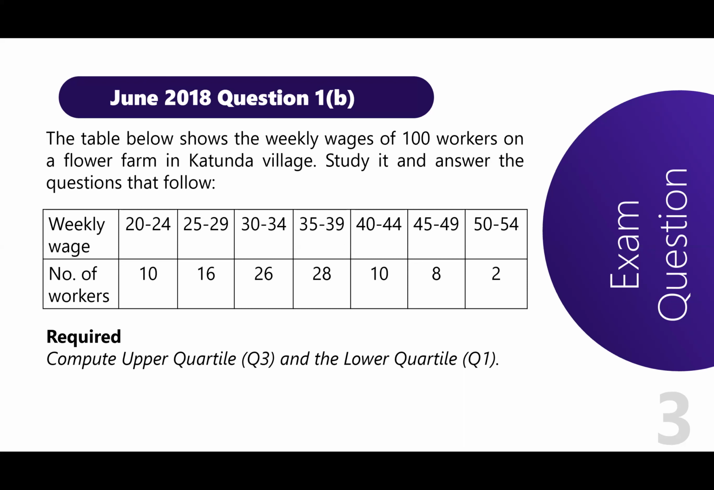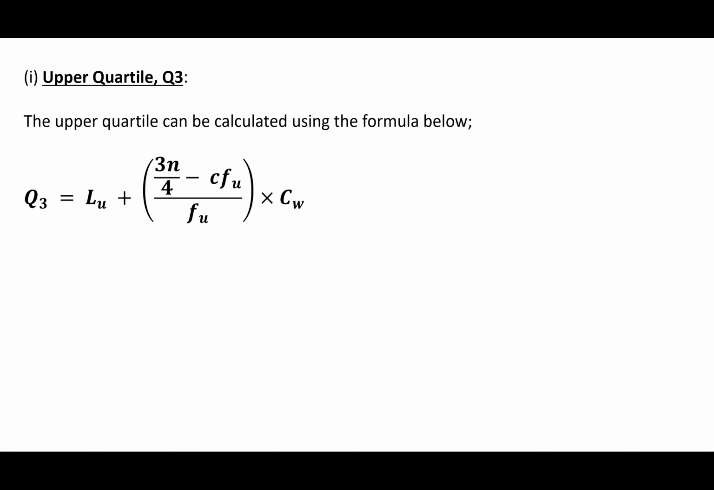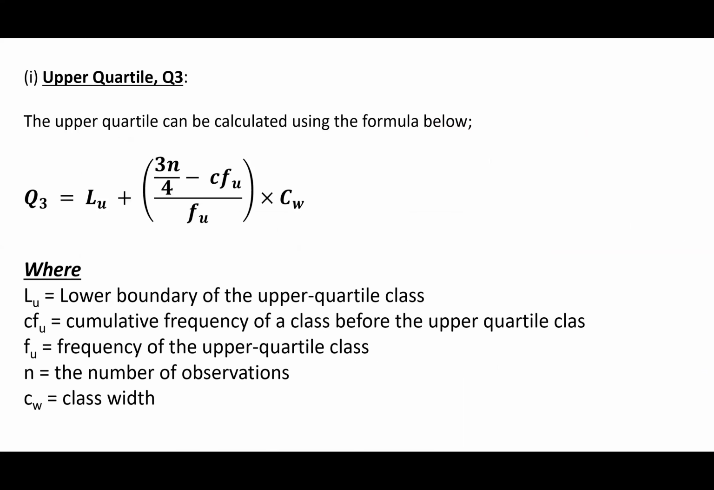But before we do that, we need to appreciate the formula for calculating the upper quartile, Q3. On your screen right now, I display the formula for determining the upper quartile over a distribution. The formula, we have LU plus 3n over 4 minus CFU over FU times CW.